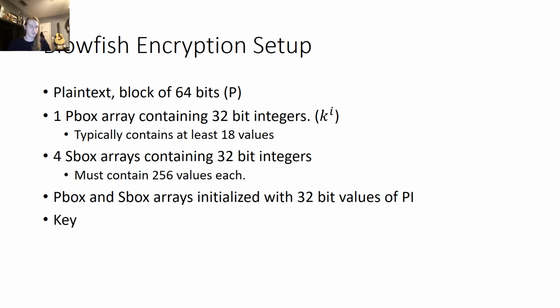Blowfish is an encryption algorithm which is a 64-bit block cipher. So we will need plain text of a 64-bit block, and we will need a P-box array which contains 32-bit integers, and these typically contain at least 18 values. My project used 36. We'll use 4 S-box arrays which contain 32-bit integers as well, and each S-box must contain 256 values. Our P-box and S-box arrays are initialized with 32-bit values of pi, and we will need a key from the user.